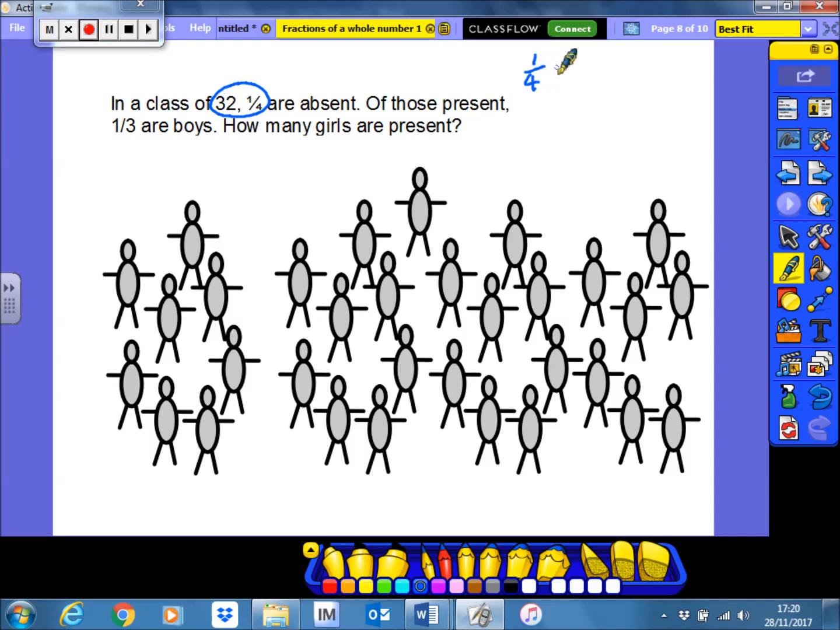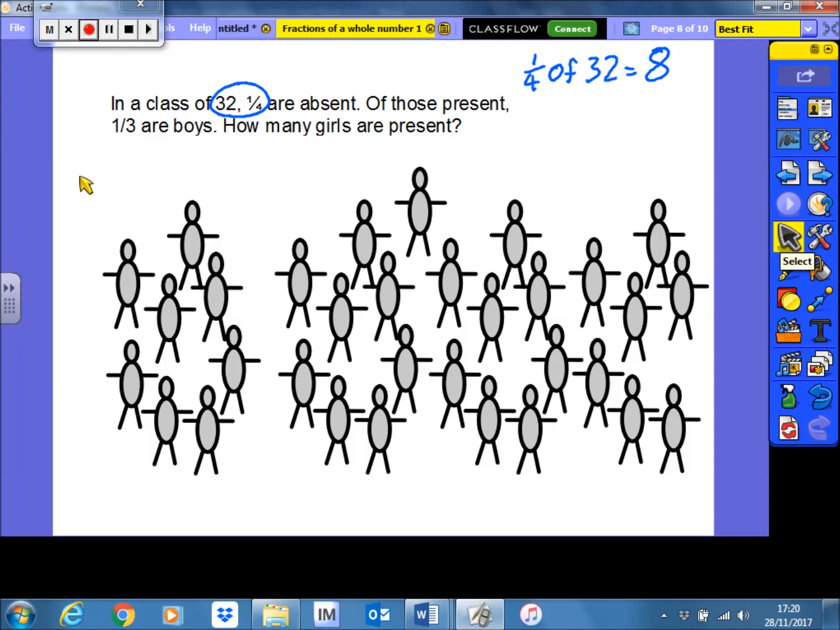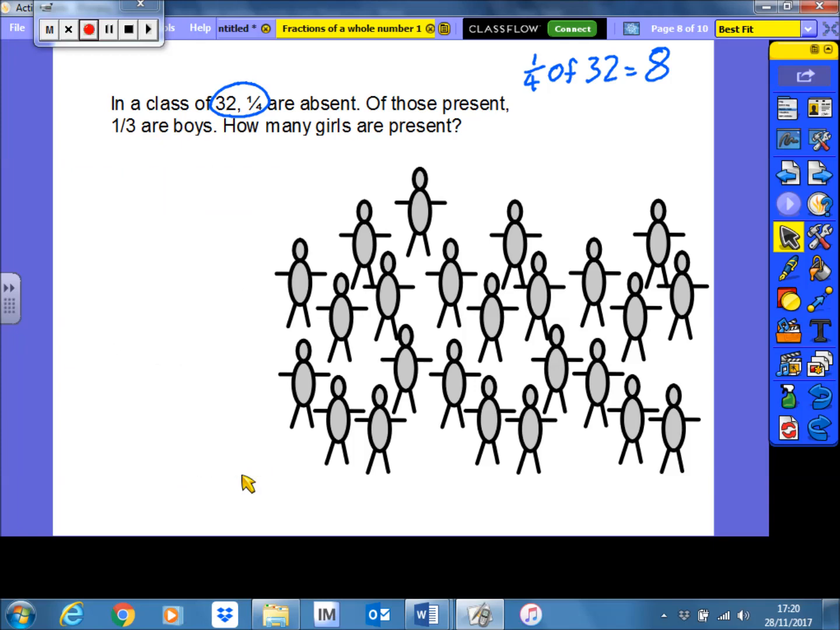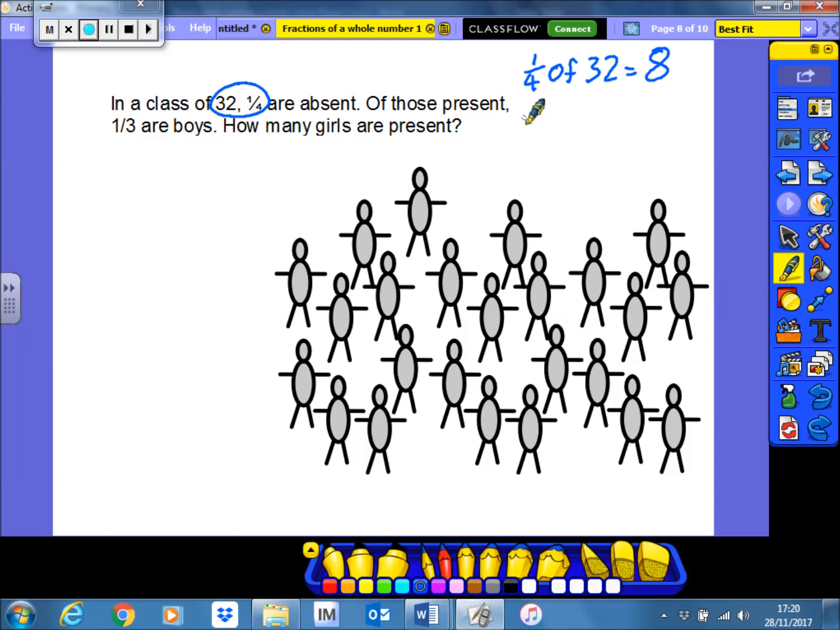So first of all, I'm going to start off by working out a quarter of 32. So I'll do my 4 times table until I get to 32, and the answer I get there is 8. So I know that 8 of these kids are off. So I'm going to take 8 of them, I'm going to get rid of them. So I'm going to do 32 take away 8 to see how many kids I'm left with. And I know that now I'm left with 24 kids. So there's 24 kids left.